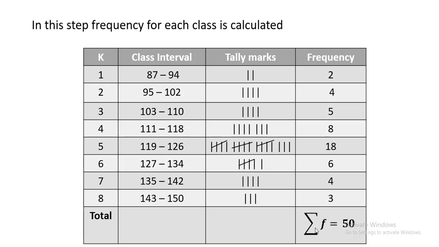The total frequency, that is the summation f, is always equal to the number of observations given. Now if I add all these numbers, the result I got is 50. So that is how you organize data into group frequency distribution.